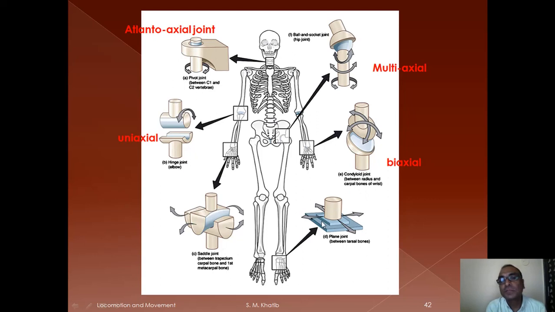Then this joint is the plane joint, between the tarsal bones. It's also called gliding. It can glide in all directions. So this axis also, so biaxial. This is also having two axes, so biaxial. So like this we have different types of joints. Understood?